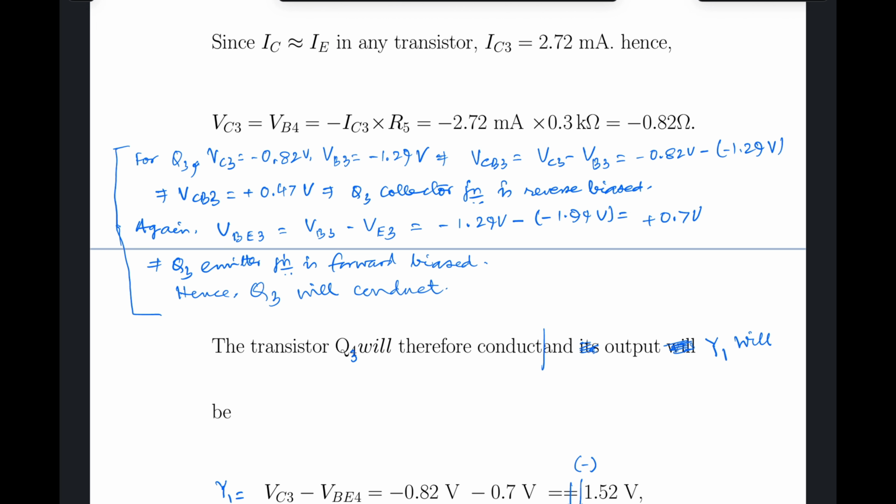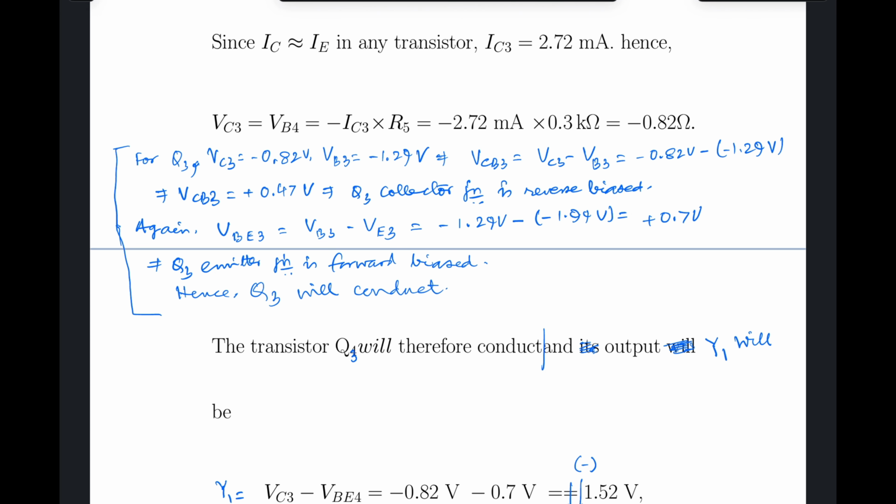Again, Vbe3, the base emitter potential of transistor Q3, is Vb3 minus Ve3. This is equal to minus 1.29 volt minus (minus 1.99 volt). So this is 0.7 volt. So the emitter junction of transistor Q3 is forward biased, and the collector junction is reverse biased. Therefore it will conduct.